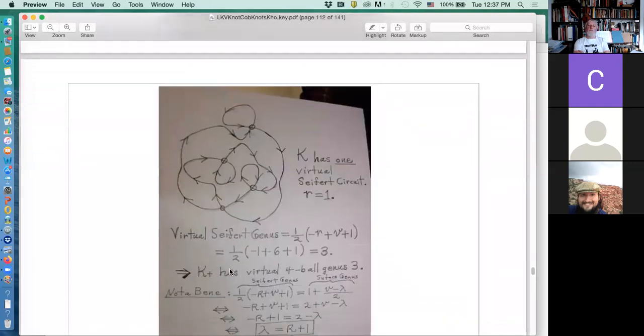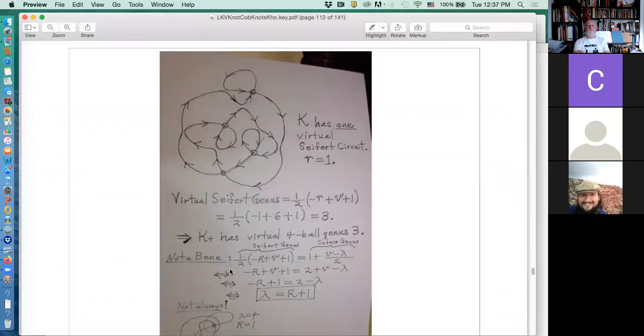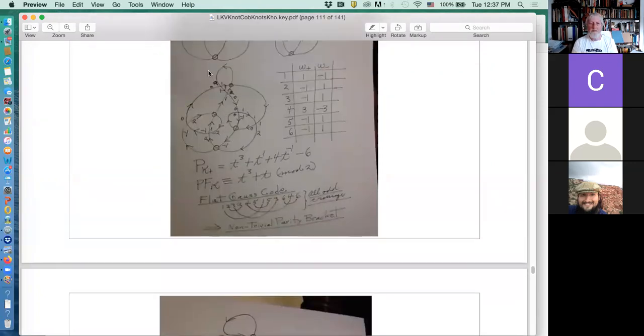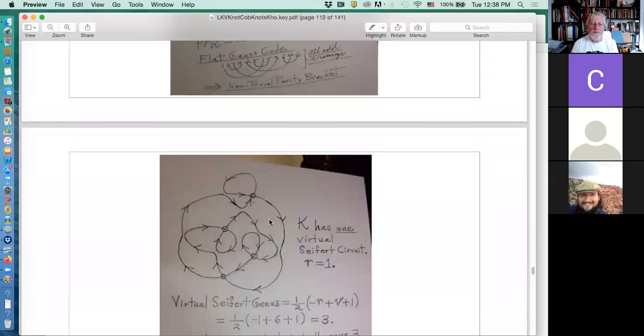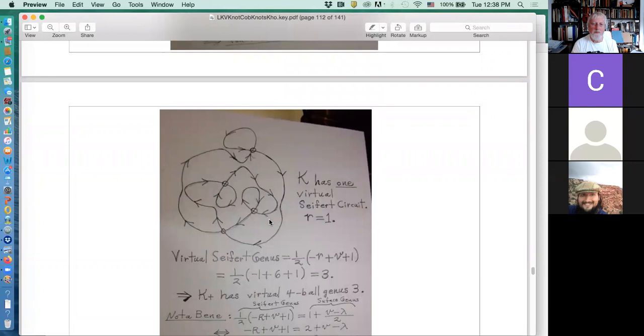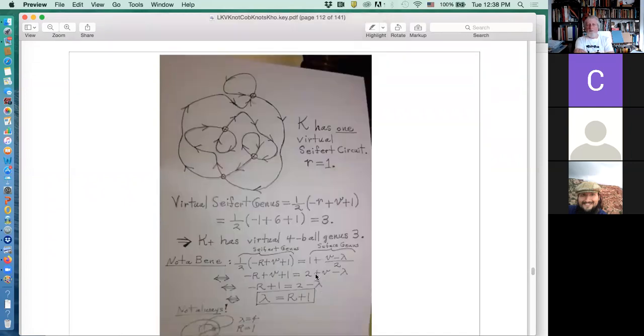Now, you remember that I told you before that if you take a fully positive virtual knot, then the four-ball genus for that turns out to be equal to its virtual Seifert genus, which is obtained by smoothing all of the crossings that are available to you to be smoothed in an oriented way, and then counting the cycles and seeing what the genus is, because this is what you would get if you were to cap it off into the four-ball. So you go through saddle points, one for each crossing, and then you cap off the resulting collection of circles with discs. So in this case, there's one Seifert circle, and the genus is 1/2 of minus the number of Seifert circles plus the number of crossings plus one. It's 3. So this has virtual four-ball genus 3.